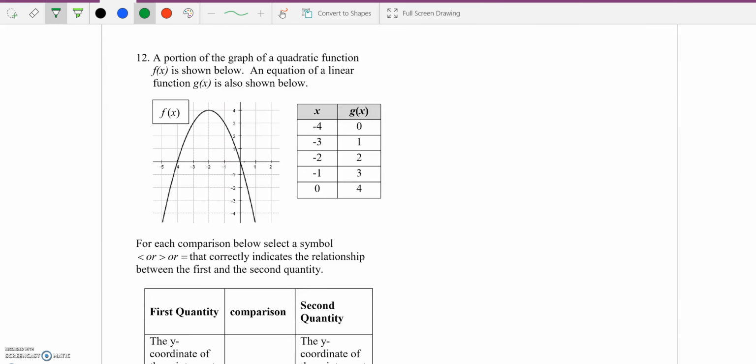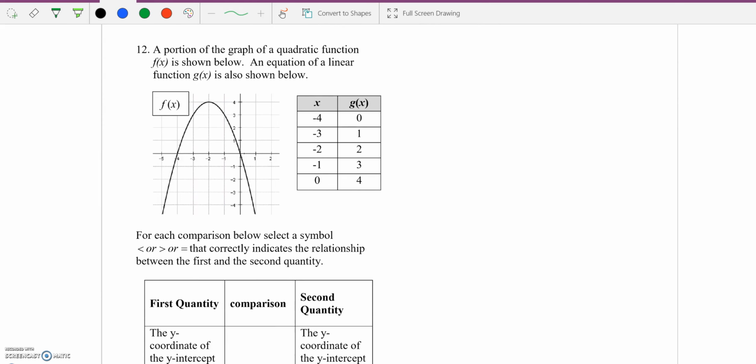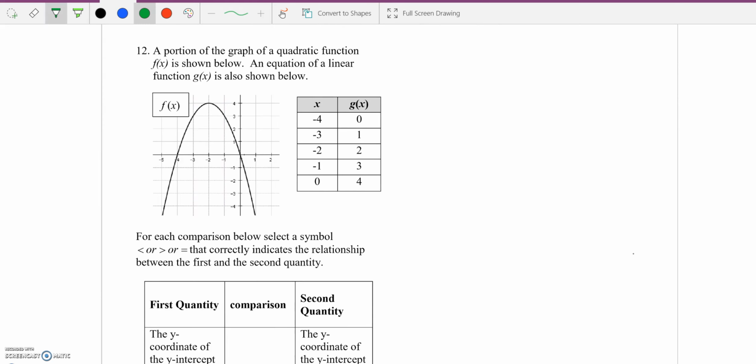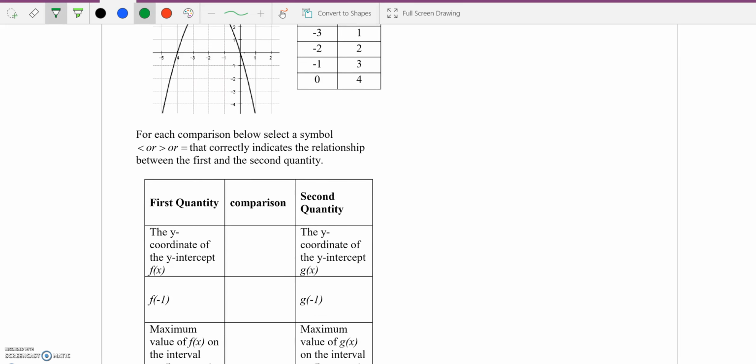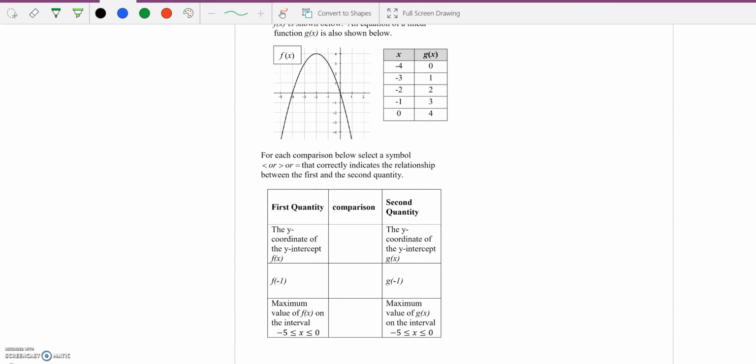All right, and then the last page, a very similar question being asked. This time we have a graph of a quadratic and a table of a linear function. So we start with the y-coordinate of the y-intercept of f of x. That's going to be here at 0, 0. The y-coordinate of the y-intercept of g of x. So I'm looking for where x is 0. That's going to be this point here. This one is 0. This one is 4. That means g of x is greater.